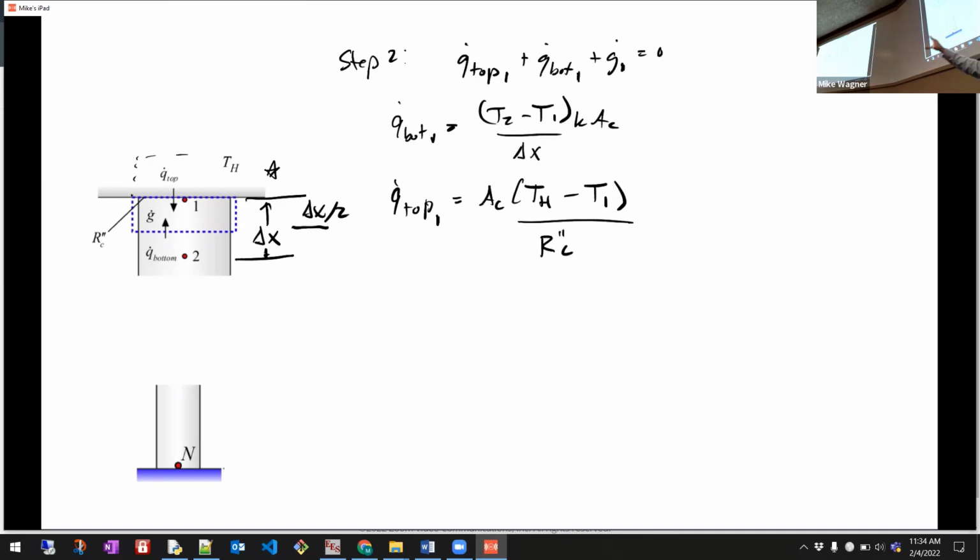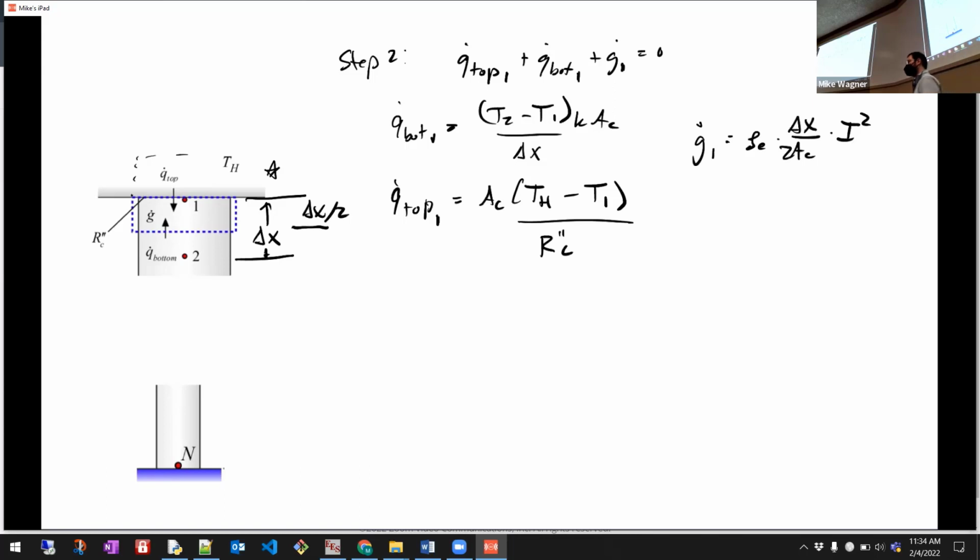You go through, you draw the control volume, you do the rate equations, and you just keep going through this process. The last thing here was G dot. G dot for node 1 is going to be the same formula as before, except we can only use half of the domain. So we have rho E delta X over AC times I squared, but we only use delta X over 2, so we divide by 2: rho E delta X over 2 AC times I squared. Now we've accounted for generation being only half of the volume.